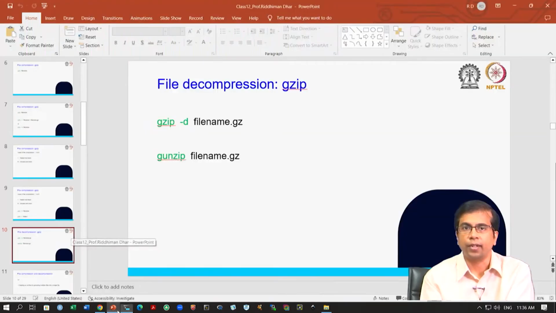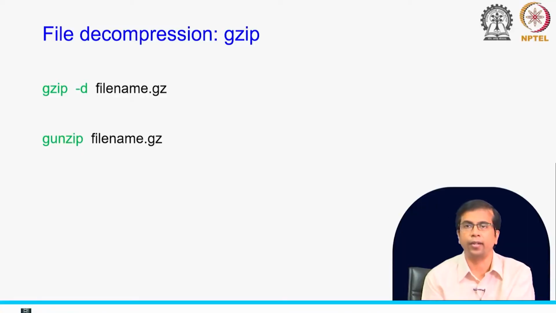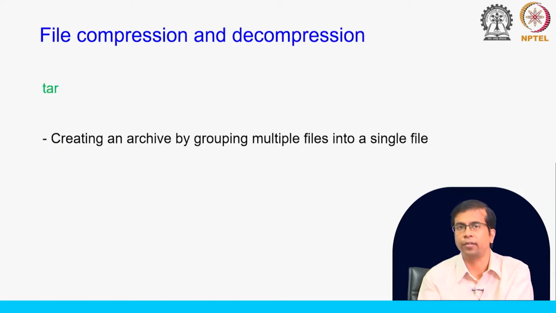So, let us move on to the next compression, which is also quite common in Linux systems, and you will see many software tools that come with this compression. This is the command we use, it is called tar. What it does is create an archive by grouping multiple files into a single file. And it is a really elaborate command, it has a lot of options and you can control a lot of things.